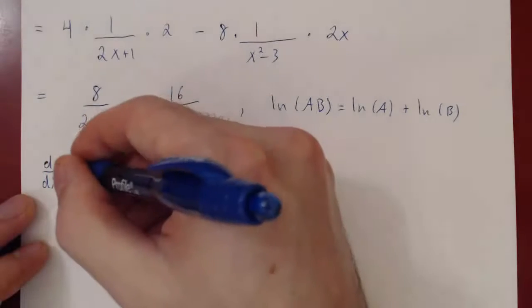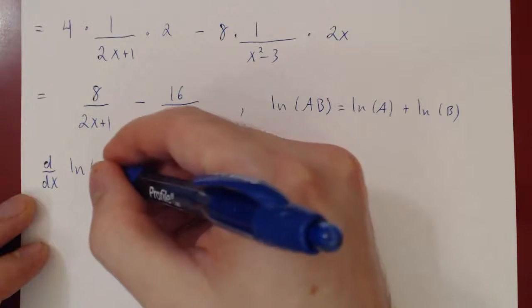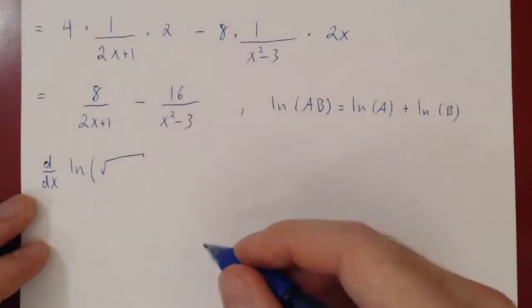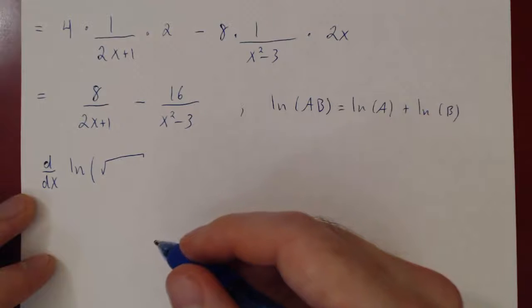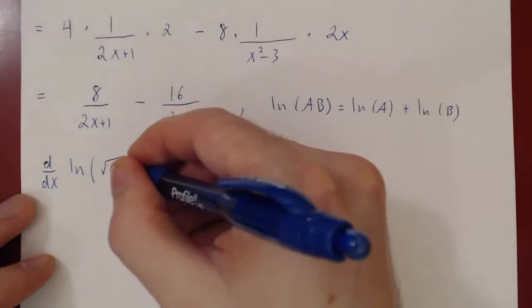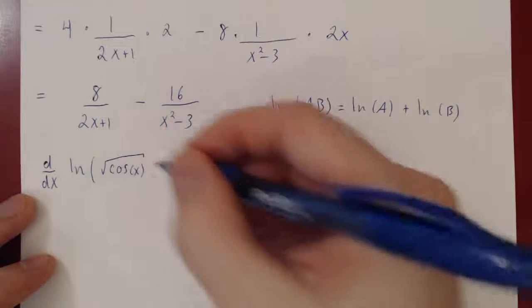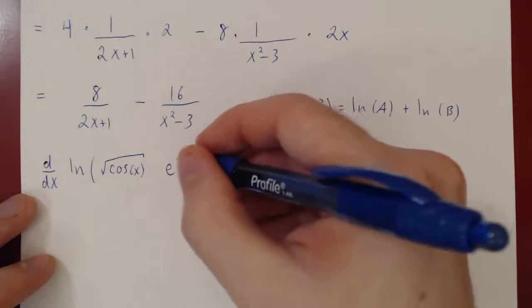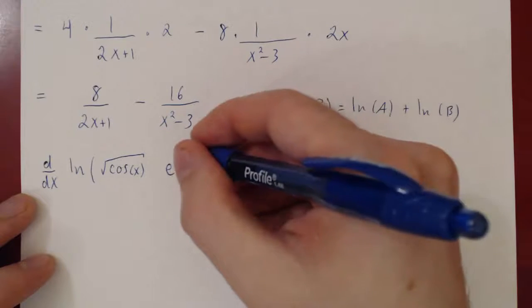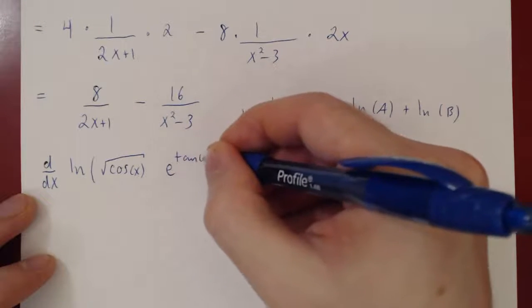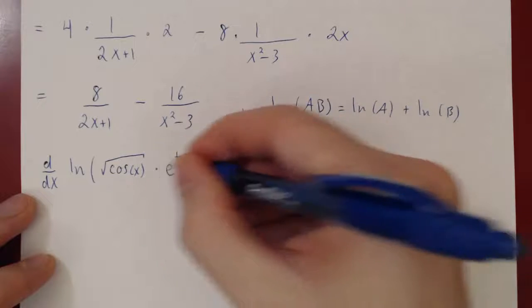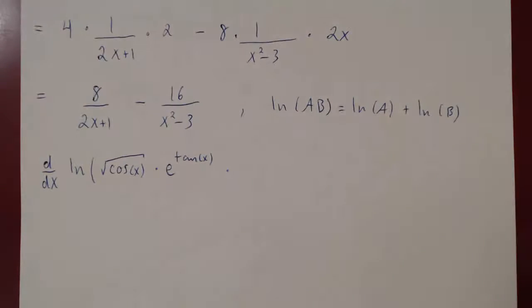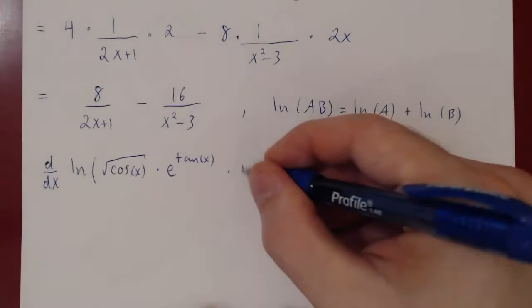So what if we had the ln, and we'll take, say, the square root of, let's go with cos of x, times e to the, let's go with tan of x, times, say, let's go with ln of x, why not?